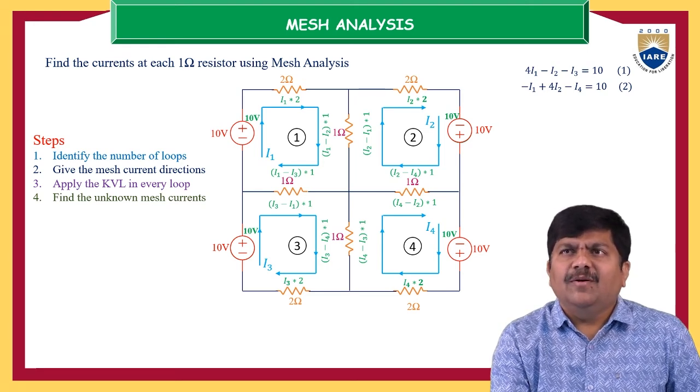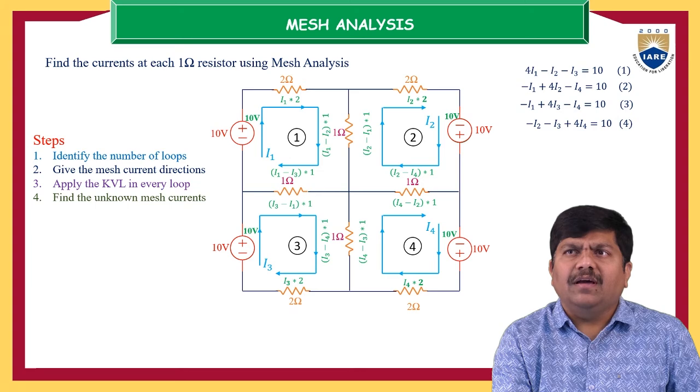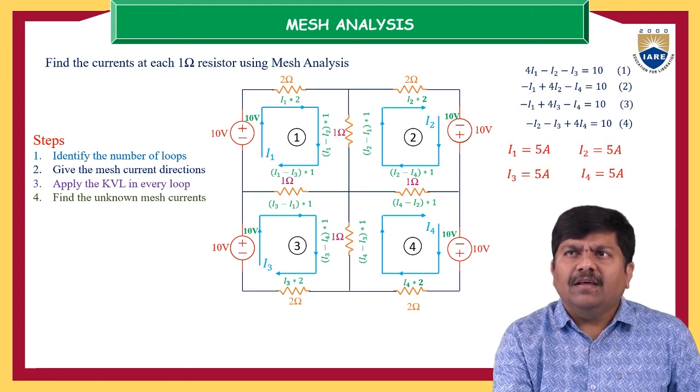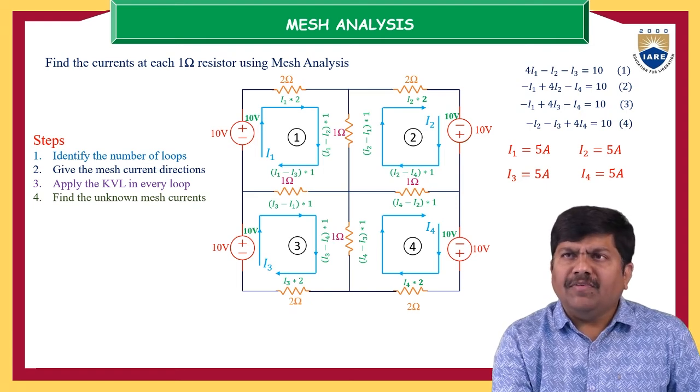Similarly, second, minus I1 plus 4I2 minus I4 is equal to 10. Third one is minus I1 plus 4I3 minus I4 is equal to 10. And the last one is minus I2 minus I3 plus 4I4 is equal to 10. So these are the simplified expressions of the loops' KVL expressions. So if we simplify these 4 expressions by adding or subtracting, we are going to get the I1 value, I2 value, I3 value, and I4 value.